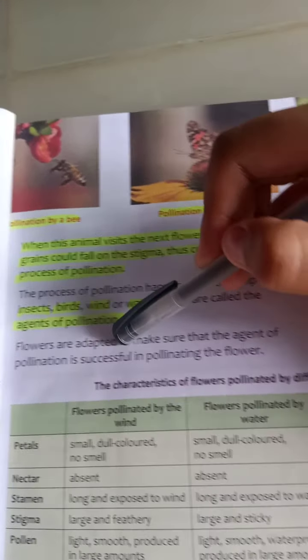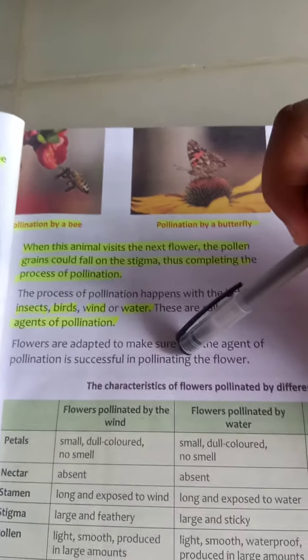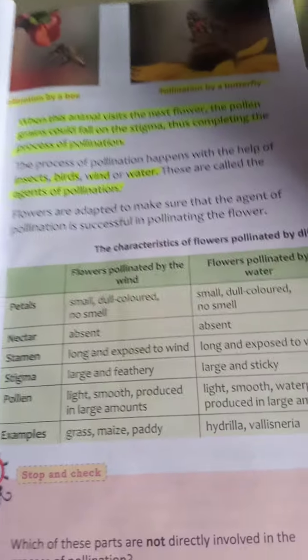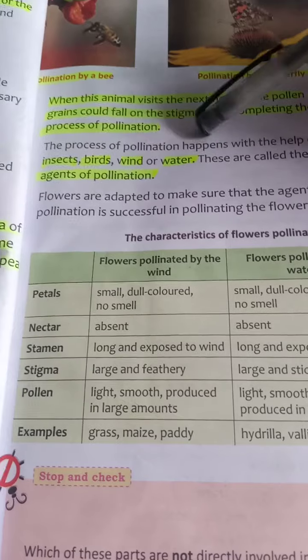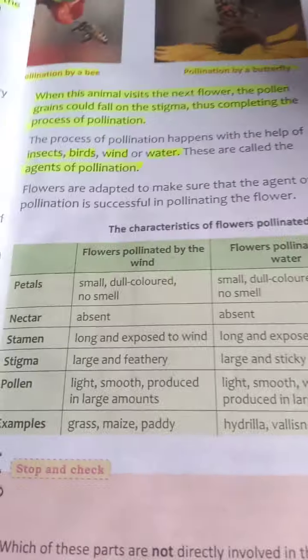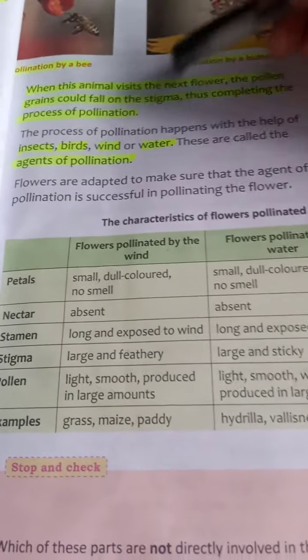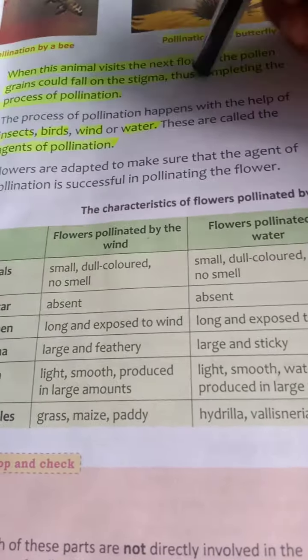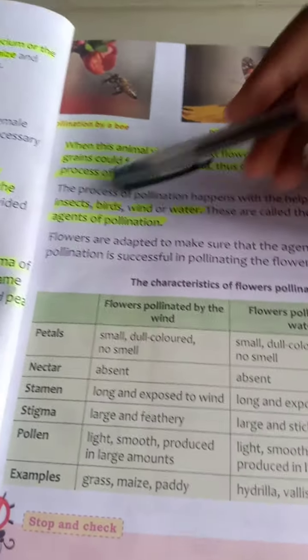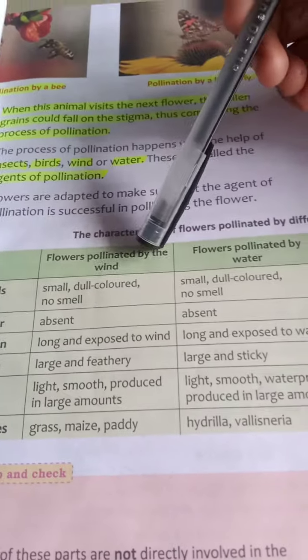Now flowers are adapted to make sure that the agent of pollination is successful in pollinating the flower. Okay, now the flowers have to make sure that the agent of pollination is successful in pollinating the flower. Now the table, the characteristics of flowers pollinated by different ways. Flowers pollinated by the wind, flowers pollinated by water, and flowers pollinated by insects.